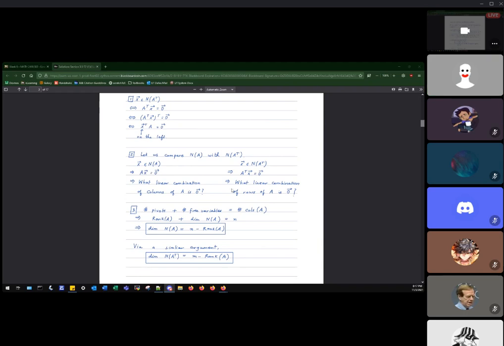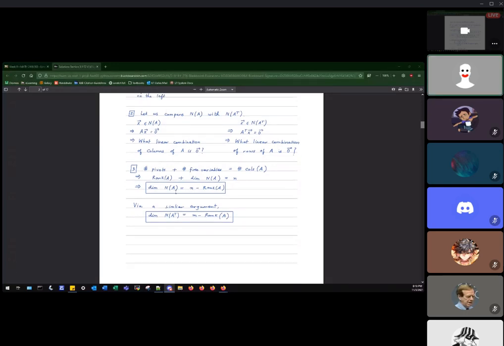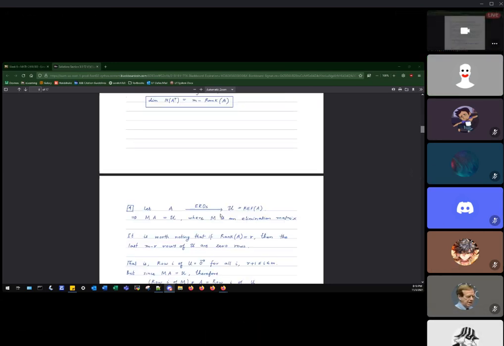A transpose X equals 0 is the same as X transpose A equals 0. That's why it's called the left null space, because the unknown variable is on the left of A. The dimension of the null space is equal to the number of columns minus the rank of a matrix, and the dimension of the left null space is equal to the number of rows minus the rank of the matrix.